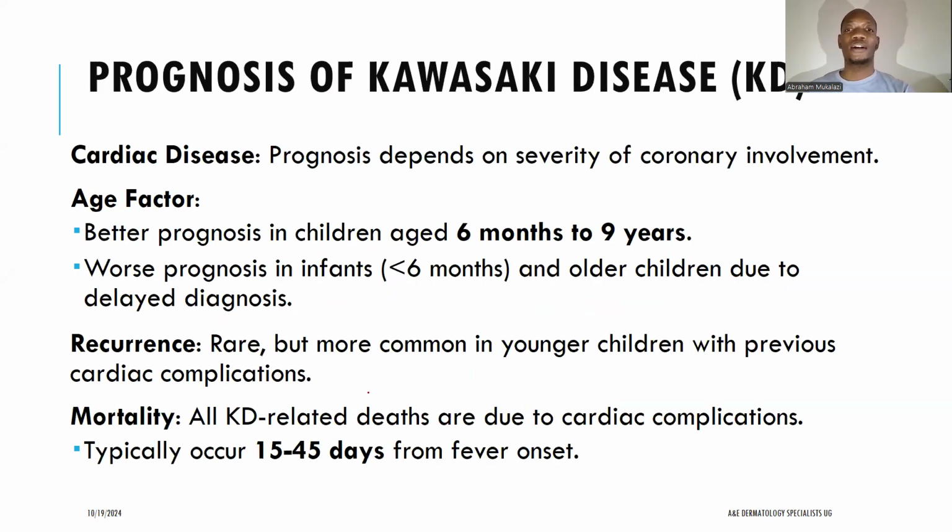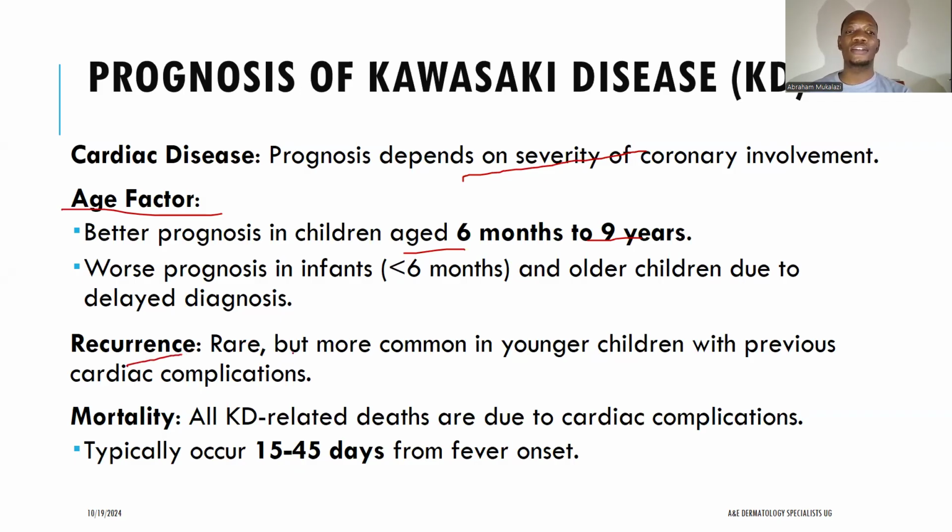So when it comes to the cardiac disease, usually the prognosis depends on the severity of the coronary heart involvement, and sometimes it also depends on the age of the patient. So if the child is below the age of 6 months, or above the age of 9 years, usually these ones carry a poor prognosis. The reason being, they are usually diagnosed late because people don't expect Kawasaki to occur in those particular age groups.